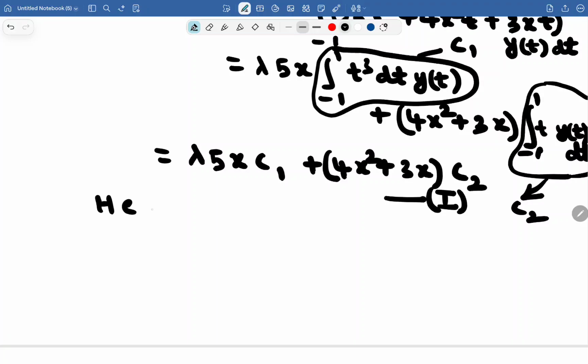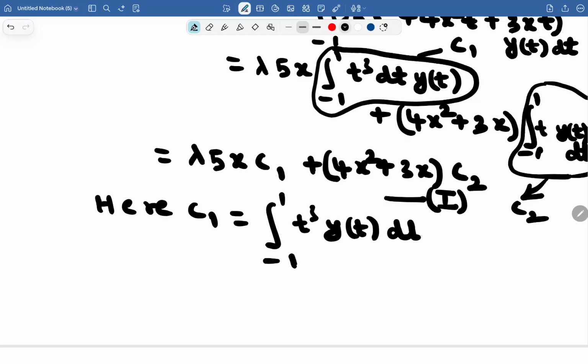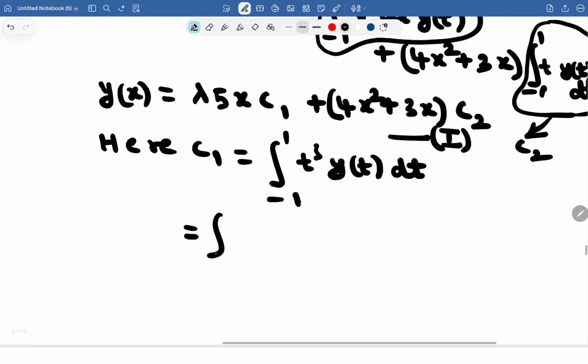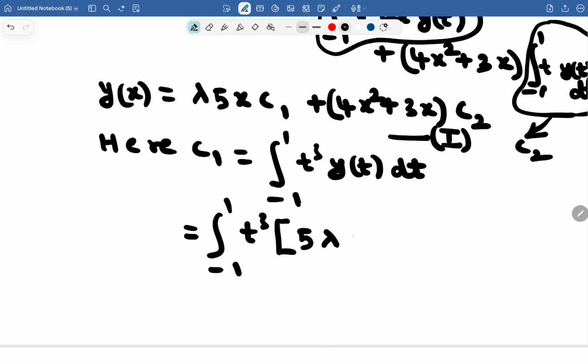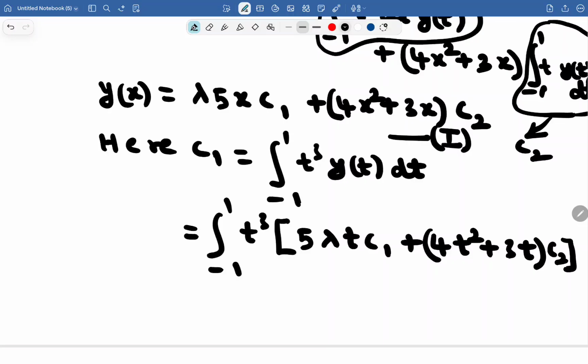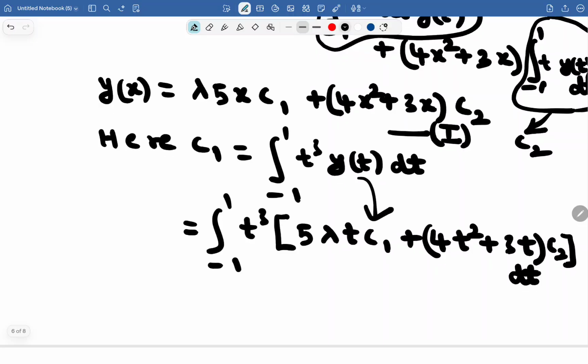Here, what is C1? Integral minus 1 to 1 t cube y of t dt. This is our y of x, which is equal to minus 1 to 1 t cube. From 1, I am going to write y of t. Replace x by t: 5 lambda t C1 plus 4t square plus 3t into C2 dt. This is y of t.